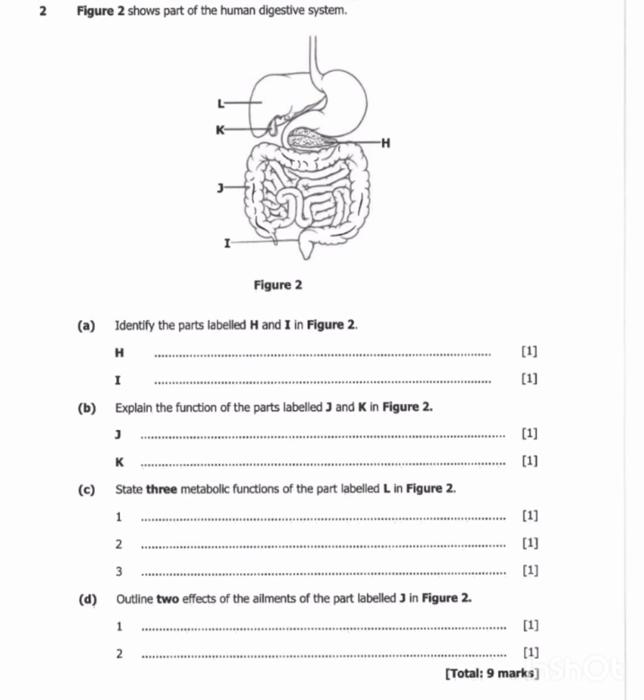Number 1, one of the ailments is diarrhea. Diarrhea results in loss of fluids or water, which leads to someone being dehydrated. So diarrhea causes loss of fluids or water from the body, causing dehydration. That is an effect. Then the other effect is inflammation of the appendix. There is an ailment called appendicitis, which causes the inflammation of the appendix.